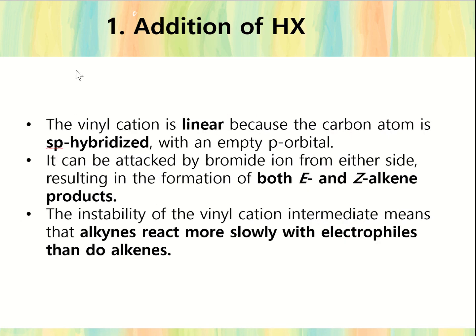All right, so continuing with the addition of HX, the vinyl cation is linear because the carbon atom is sp hybridized, as we know, with an empty p orbital. And it can be attacked by bromide ion from either side, as we saw, resulting in the formation of both E and Z alkene products. So you'll have a mixture of E and Z alkene products. The instability of the vinyl cation intermediate means the alkynes react more slowly with electrophiles than do alkenes.